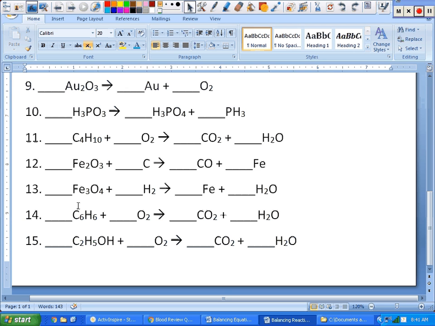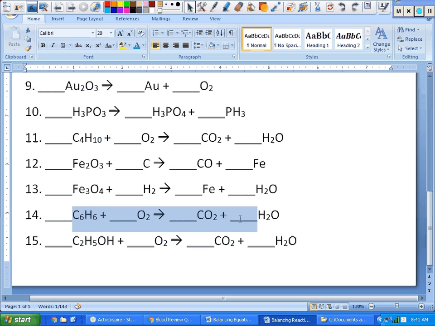Single replacement. Okay? The reason it's single is, notice what happens. Iron's with a compound, and then what happens to iron on the other side? It's kicked out all by itself. Okay? 14, what you got? Combustion. And 15, what you got? Combustion. Very good. So let's go back and let's look at balancing these things.